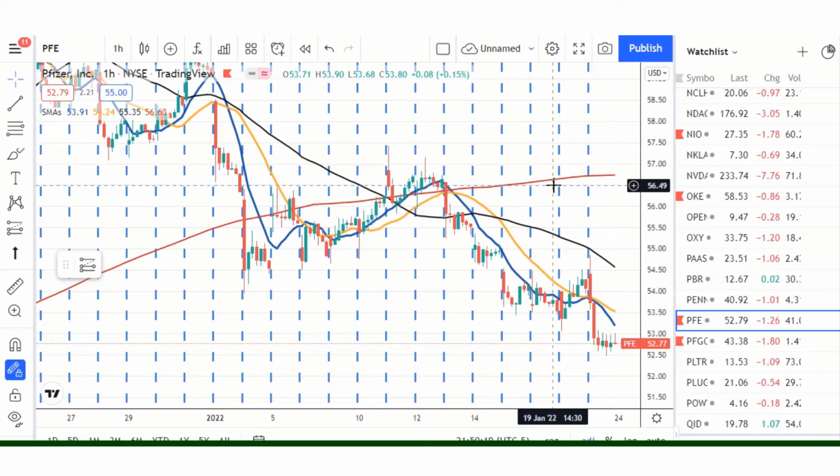In this video, we'll be going over what the Elliott wave is, how the Elliott wave theory is used as a stock trading strategy, and we'll be using Pfizer to do the stock analysis using the Elliott wave strategy.